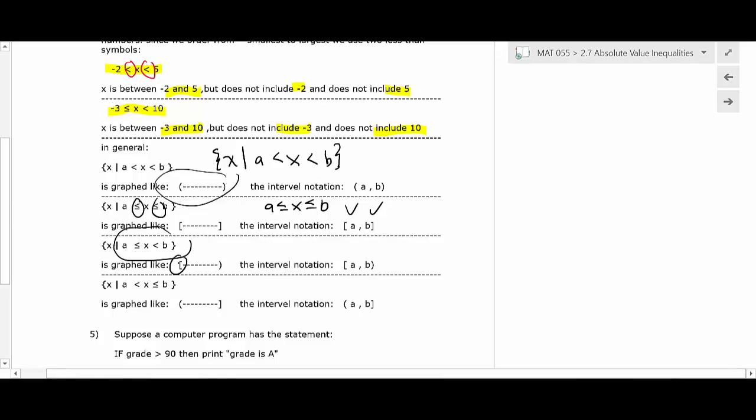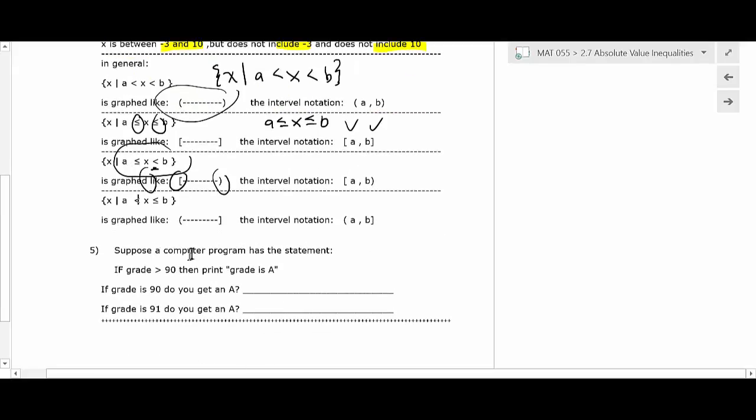Why did I put a bracket on A? Equal, it includes. Why did I not put a bracket on B? There's not an equal to bar on that, see? So that's the idea. Okay, so I'm going to do some problems kind of like that. That's just more of a summary.